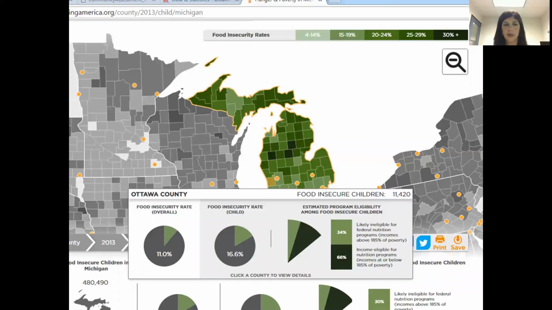and help us find ways to take these programs right where the kids are, including mobile home parks, including migrant camps. We have a lot of migrant workers in Ottawa County. And so we've had a group specifically working on these needs for children based on this data that we've found.